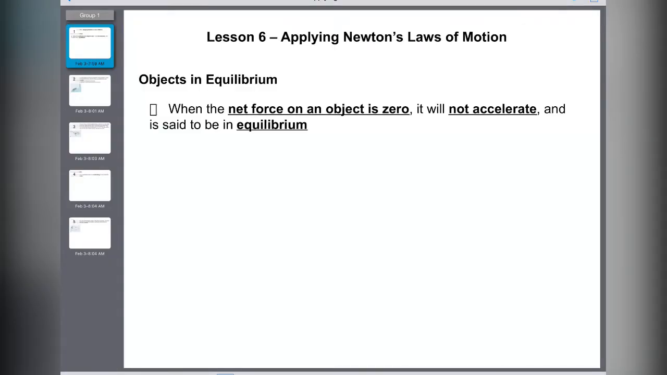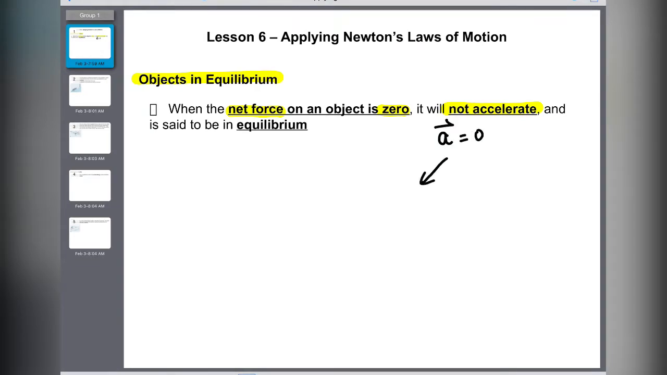Okay, so moving on to lesson 6, we're now applying Newton's laws of motion. It will tie into all three laws, law 1, 2, and 3. The first one is when we have an object in equilibrium, meaning the net force is 0. In that case, it's not accelerating. And the wordings that you'll be looking for, we already talked about that.